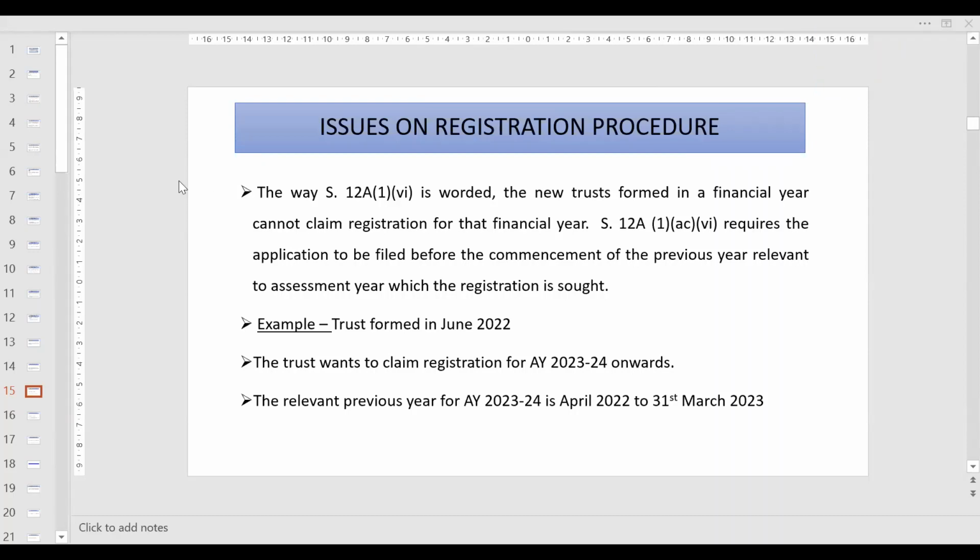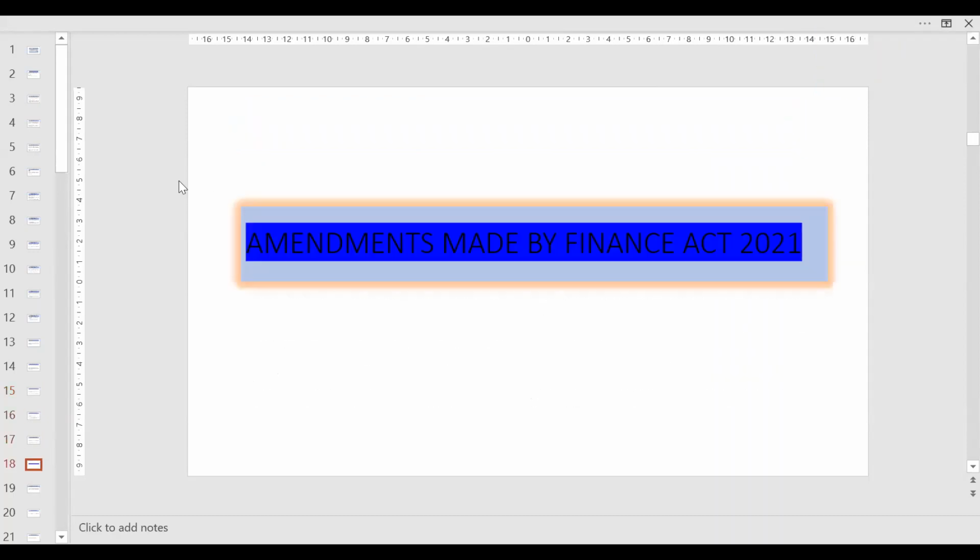The question was more to say, can I say that the previous year, normally the provisions or the logic that we would apply in case of a business setup, that only after the business has been set up would the previous year start. Can we use the same rationale?